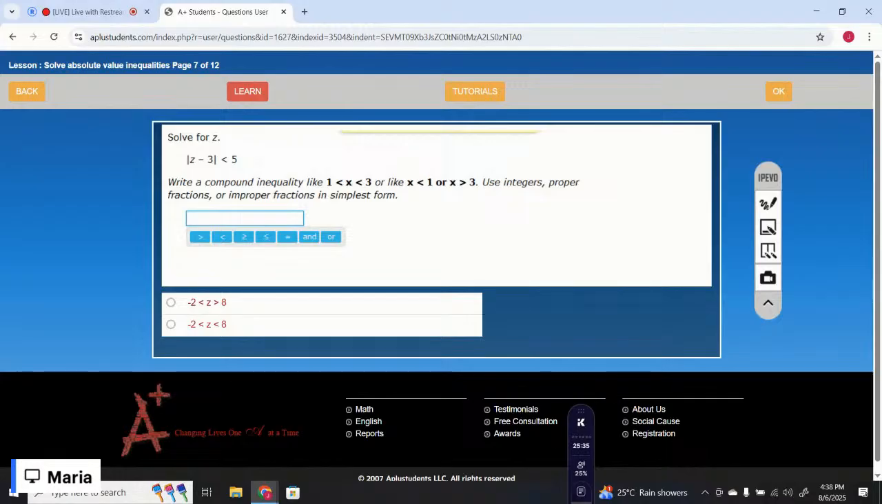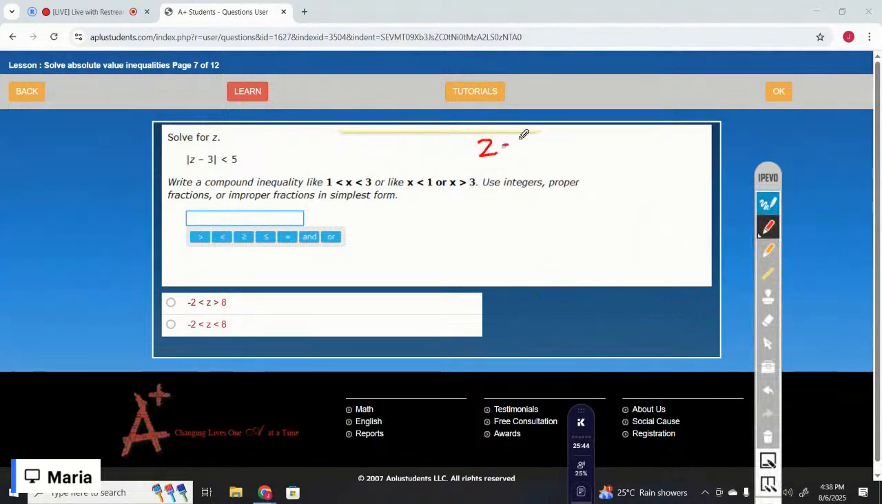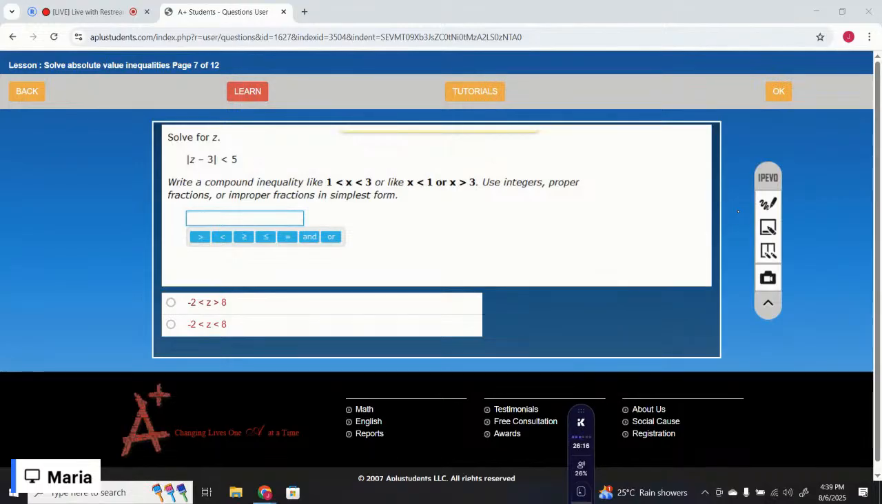Solve for z. So z minus 3 is less than 5. Z is less than 8. Negative z minus 3 is less than 5. Negative z plus 3 is less than 5. Negative 2 is less than z is less than 8. Option number 1 is the correct option.